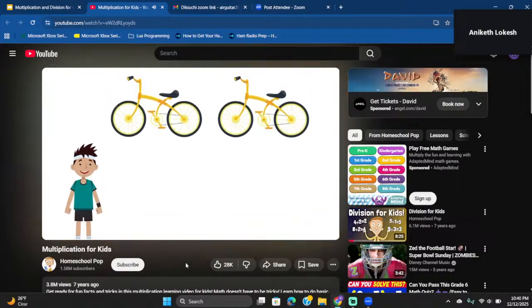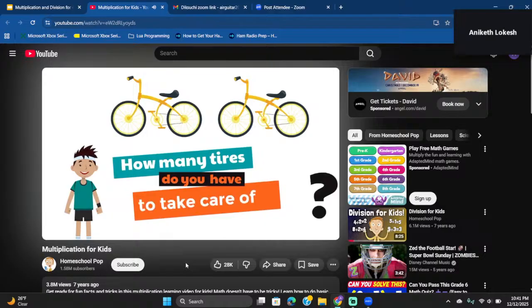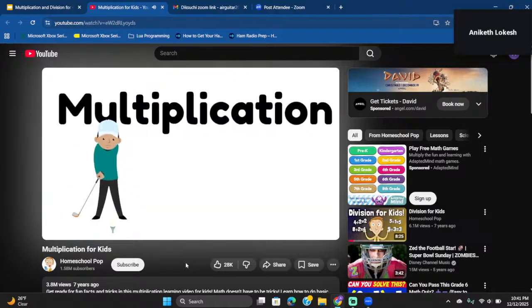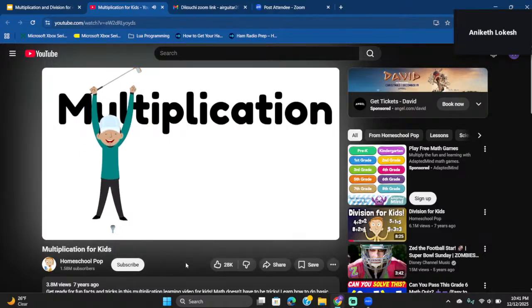Let's say you have 2 bikes, and for some reason they look the exact same, and somebody wants to give you an air pump. They ask a simple question: how many tires do you have to take care of? To figure that out, we're going to use multiplication. We're going to play the game. It's going to be awesome.